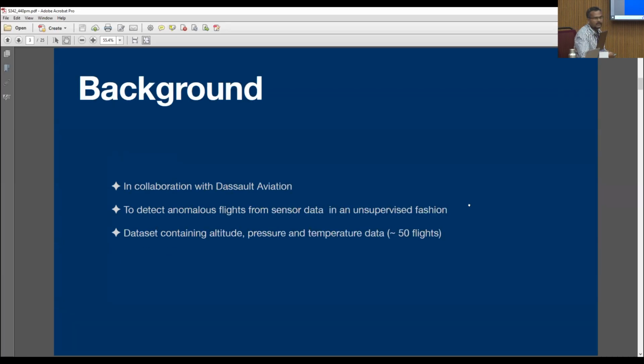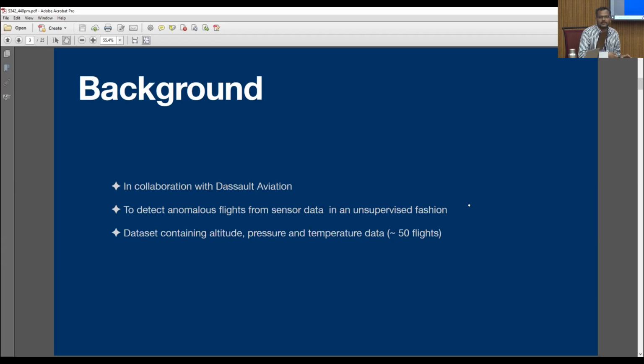As I mentioned, this is a collaboration with Dassault Aviation, and what they did is they gave us a bunch of flight data from sensors, some pressure sensors, temperature sensors, altitude data, and they didn't say anything about it. They said basically, figure out what's anomalous in this data, how many flights are anomalous. That's all the domain knowledge we have.